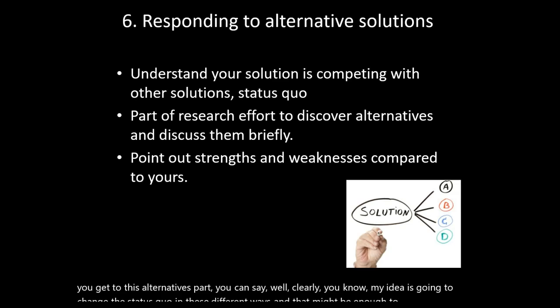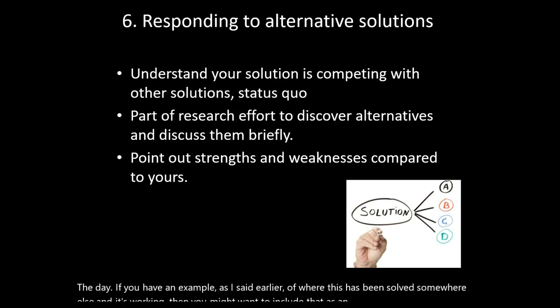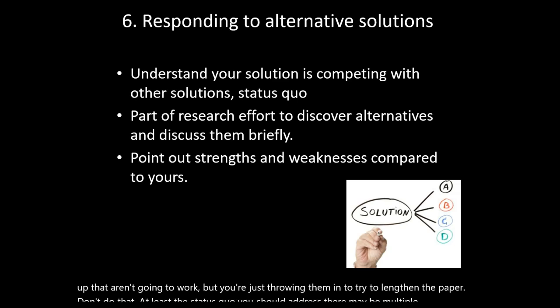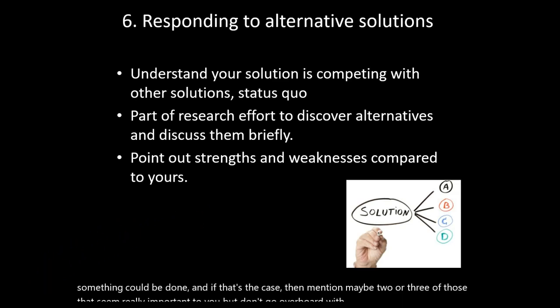If you have an example, as I said earlier, of where this has been solved somewhere else and it's working, then you might want to include that as an alternative. Don't make ones up that aren't going to work, but you're just throwing them in to try to lengthen the paper. Don't do that. At least the status quo you should address. There may be multiple ways that something could be done. And if that's the case, then mention maybe 2 or 3 of those that seem really important to you. But don't go overboard with alternatives.